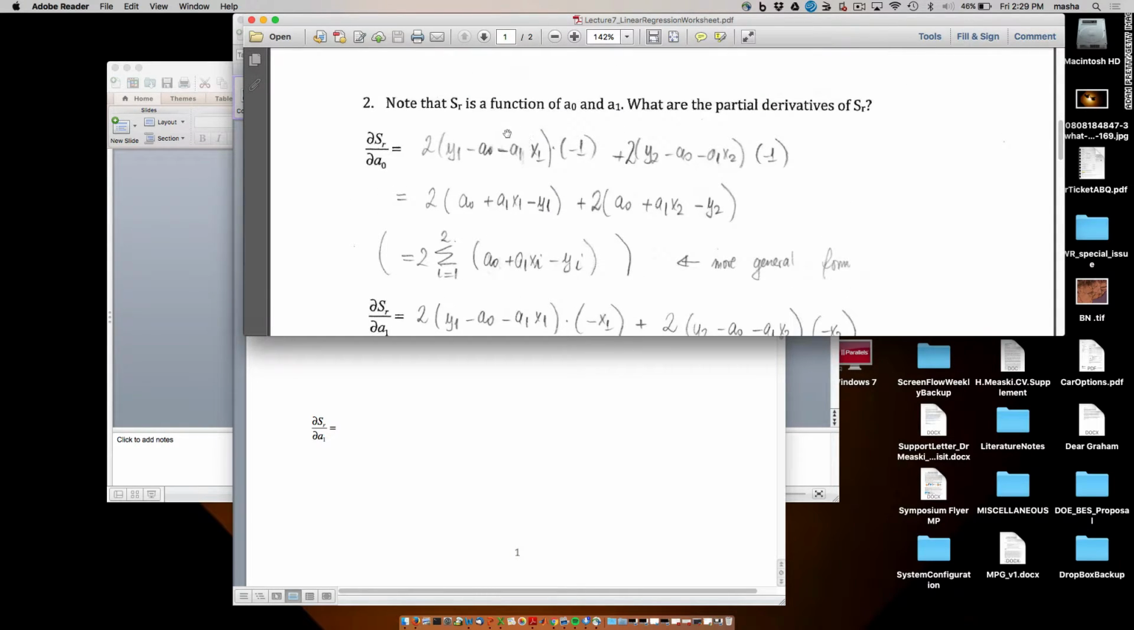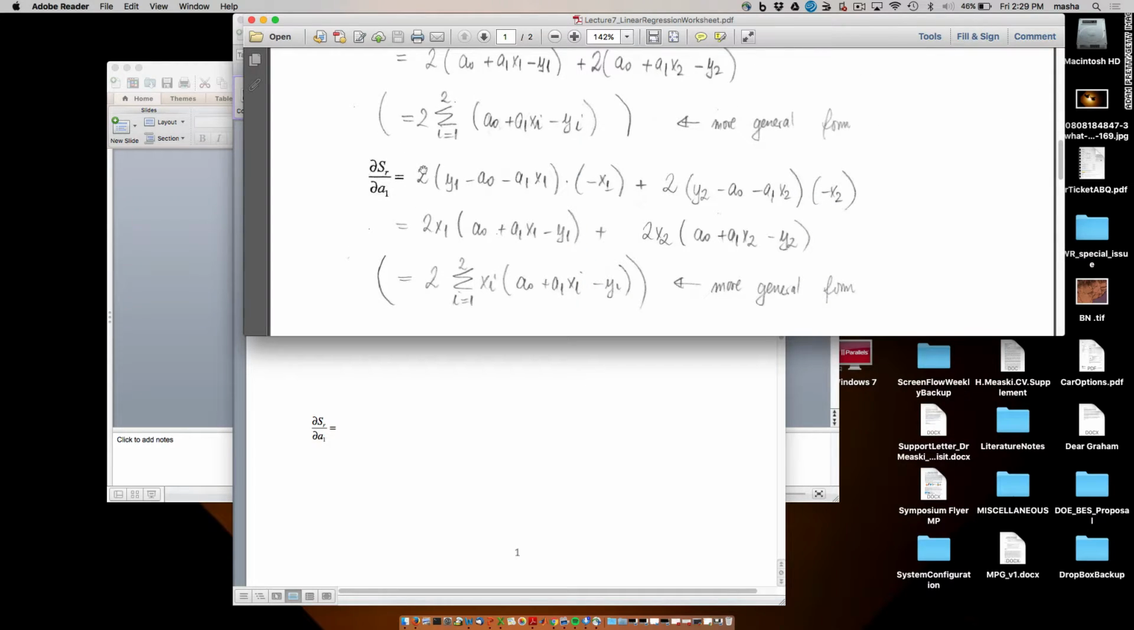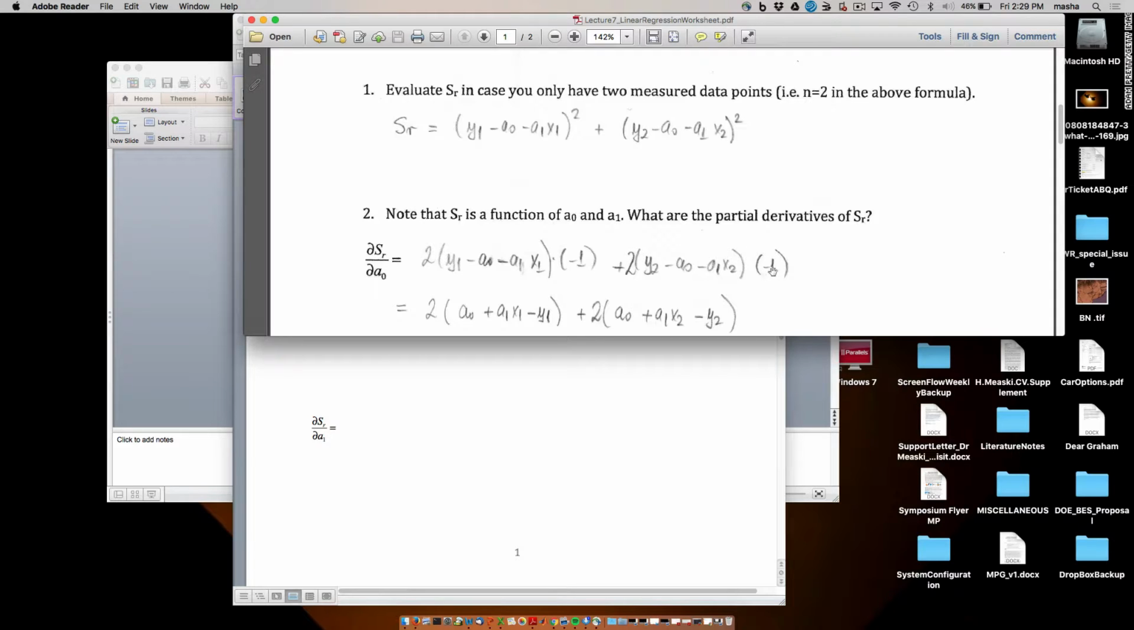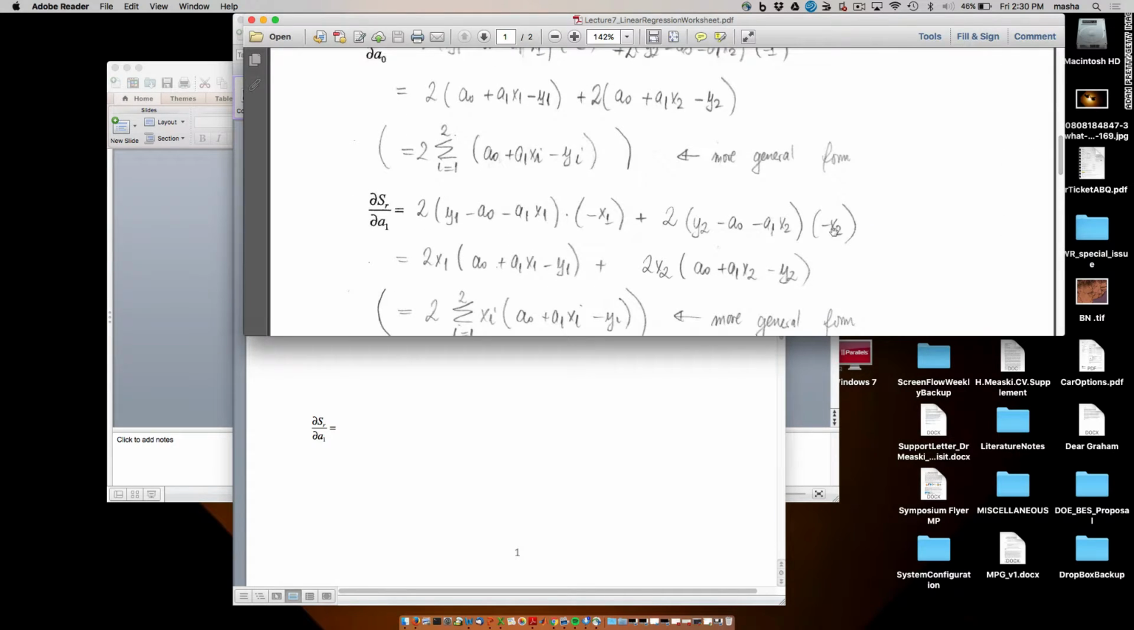If I look at it, there is minus x1 here multiplying it. So basically, I'm going to have 2 times this entire bracket times minus x1. And then in the second term, I have 2 times the bracket and then times minus x2. So this is the derivative with respect to A1. This is basically what my partial derivative looks like. Did everybody get this? Yeah.